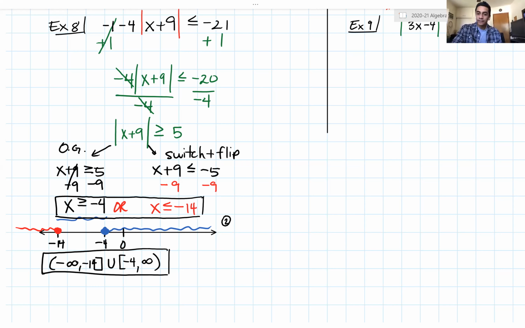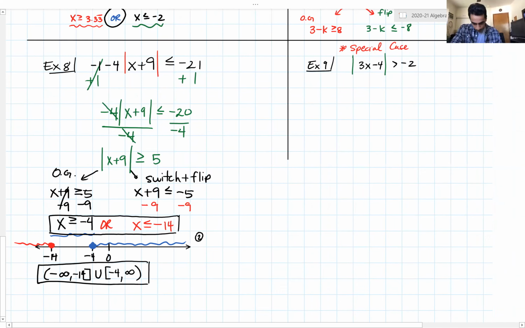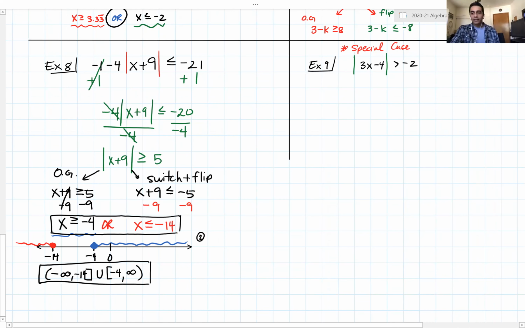Last one, example 9. Okay, let's take a look. Go ahead and write it down. And see, I got a little star next to it. That's a special case. So whenever I write down special case, you want to start thinking conceptually, right? You want to think, okay, distance. Can it be greater than a negative number? When does that happen? So start kind of thinking about it as you write it down.